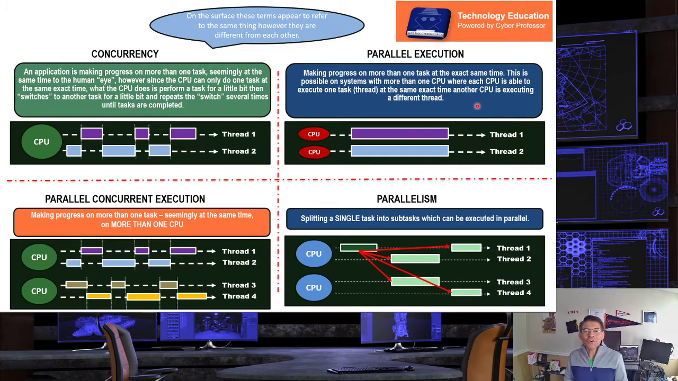So on the surface, these 4 concepts: concurrency being number 1, parallel execution being number 2, parallel concurrent execution being number 3, and parallelism being number 4. On the surface, these 4 concepts appear to refer to the same thing. However, they are different from each other.